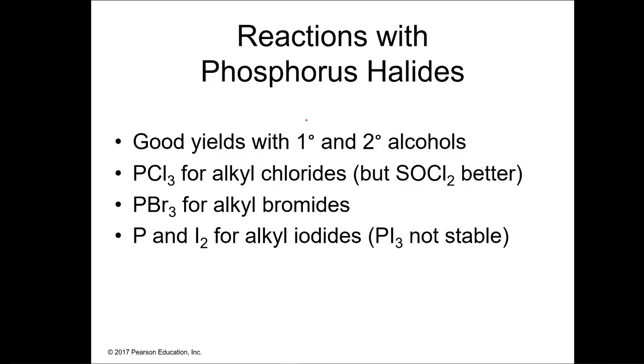Phosphorus halides give you better yields. Okay, so for alkyl chlorides, you can use PCl3 or SOCl2. For alkyl bromides, you use PBr3. And if you want alkyl iodides, you use phosphorus and iodine, because PI3 doesn't really exist, so you can't just have that. You would say phosphorus and iodine.